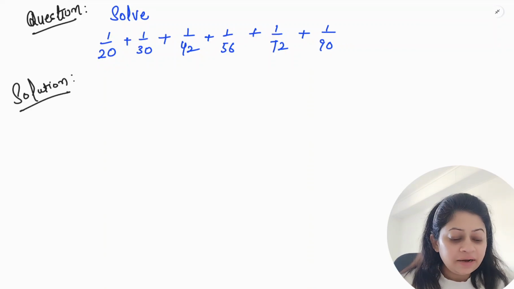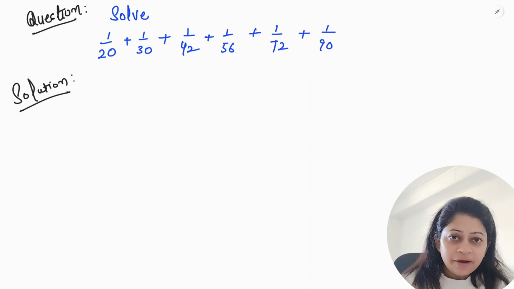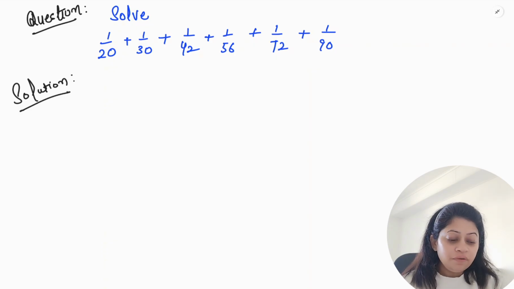I'm Upasana Taneja. So today we have another question. They're asking us to solve this thing. We have 1 by 20, 1 by 30, 1 by 42, 1 by 56, right? All these things. So I make maths Olympiad questions on this channel.